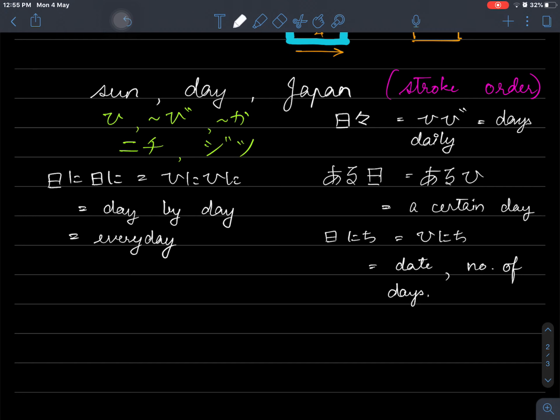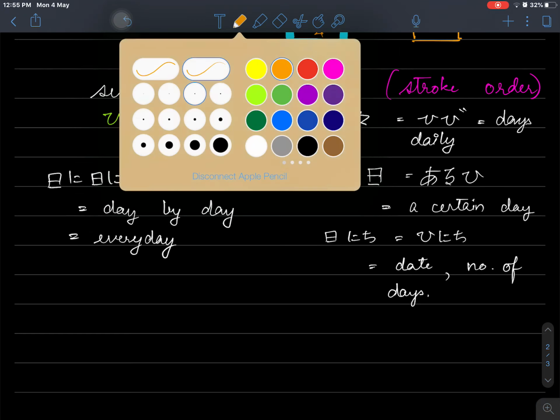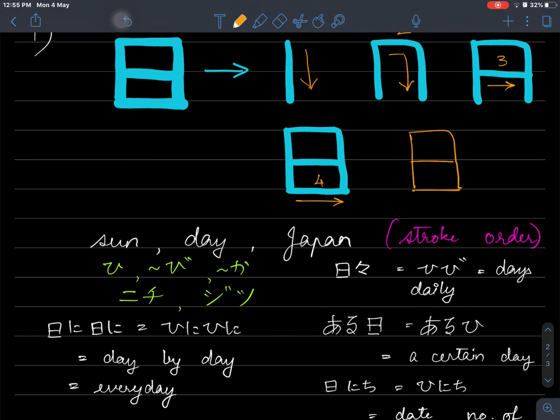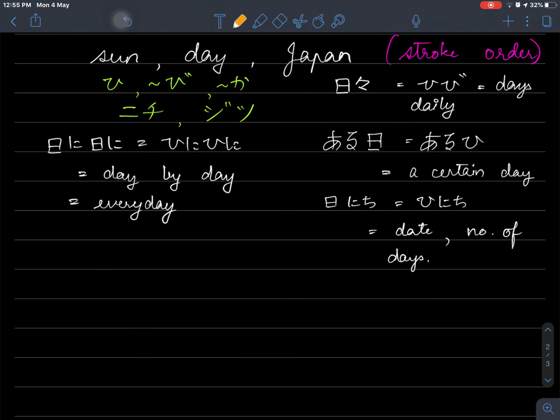And I think I will skip the last meaning for now. There is one more vocabulary word given in the book. I will skip it for now, and some additional information that I mentioned previously. The radical, this kanji is itself a radical. So the radical for this kanji is again itself. So this is the radical.